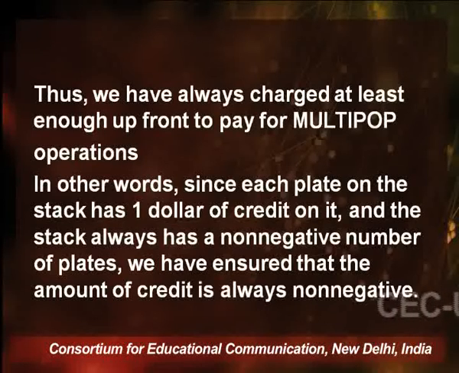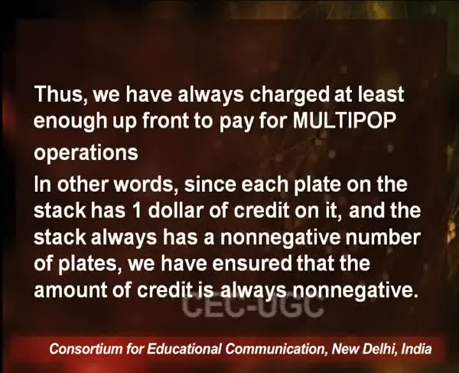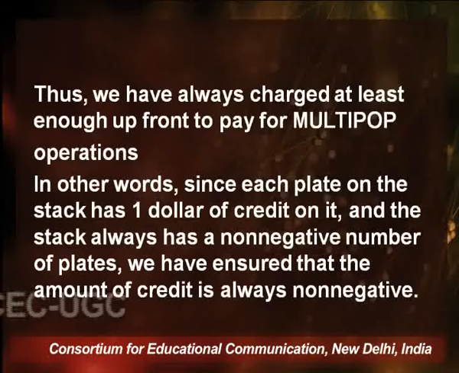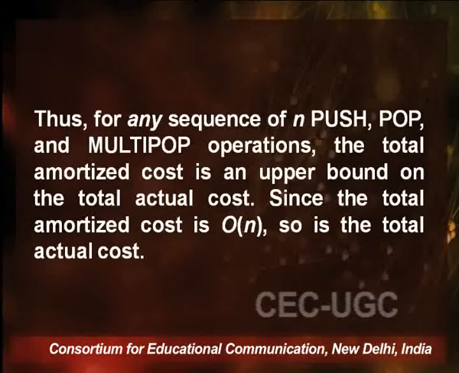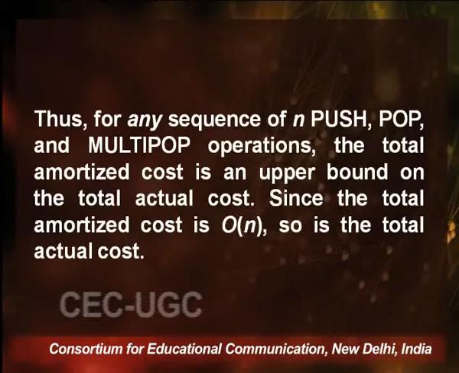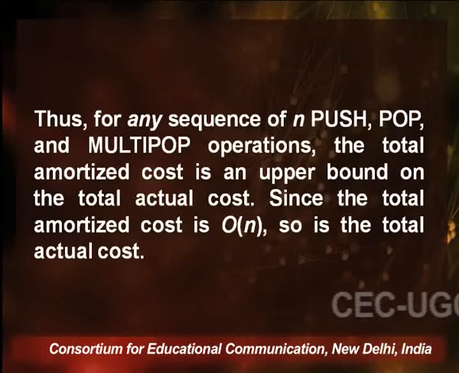And here we have ensured that, because my stack always has a non-negative number of plates, the amount of credit is always non-negative. So the total amortized cost is an upper bound on the total cost. Since the total amortized cost is order n, so is the actual total cost.